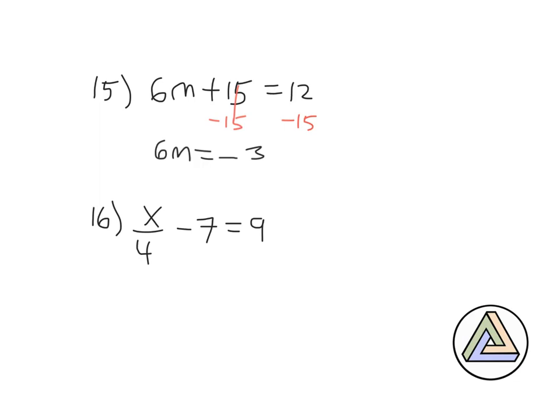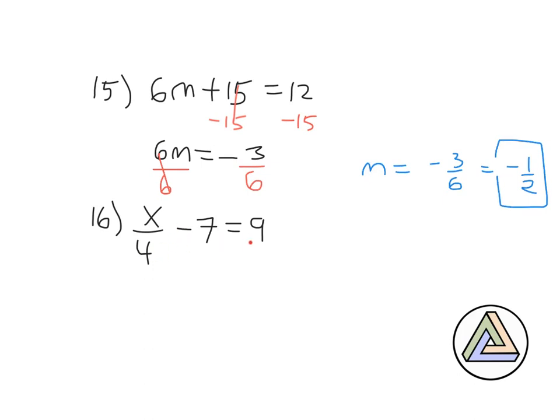So now we have to divide both sides by 6. And that would leave us with m equals negative 3 over 6, which reduces to negative 1/2. Teacher's probably going to want to see that as the answer.